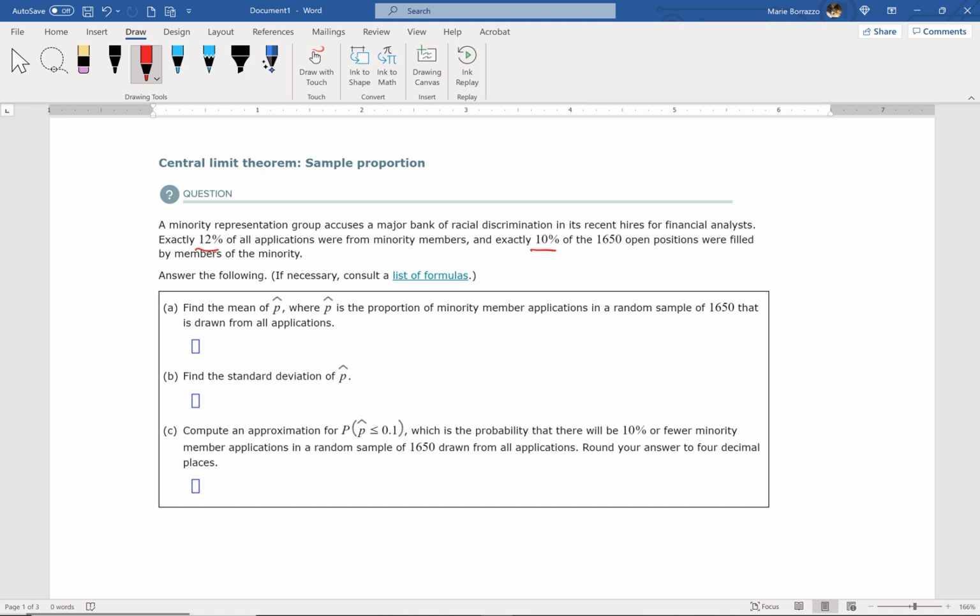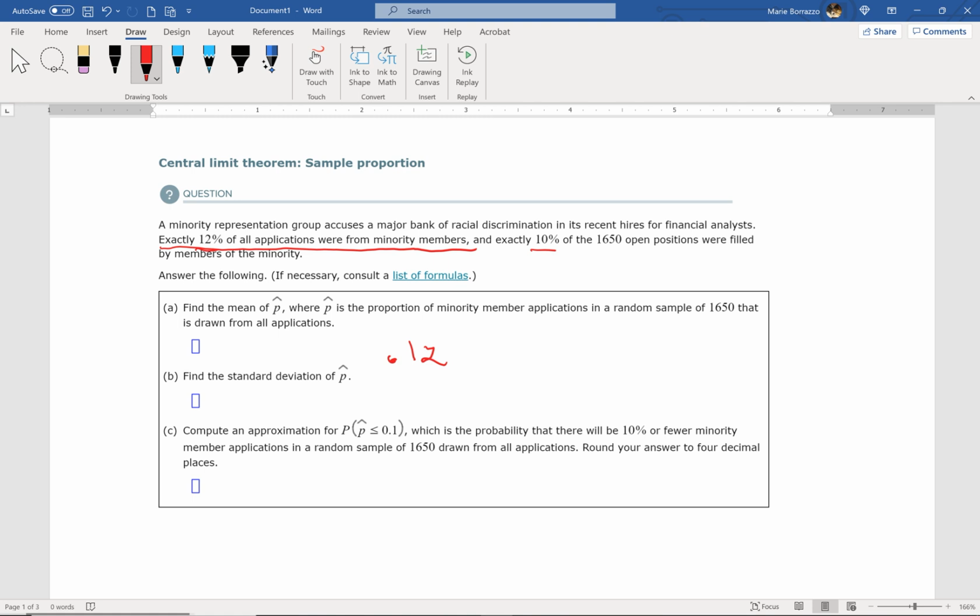So the first thing is they want the average, where p hat is the proportion of minority applicants. If you notice, they state very clearly in the question right here, exactly 12% of applicants were minority applicants. So that means that our p hat in this example is 0.12. Okay, so that's done.